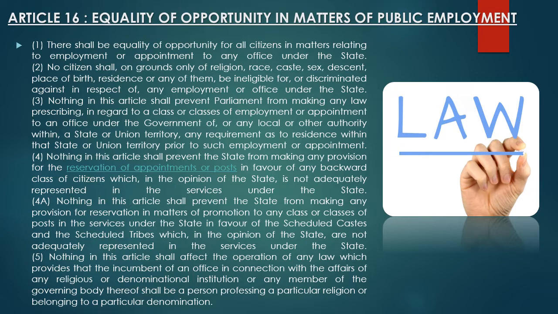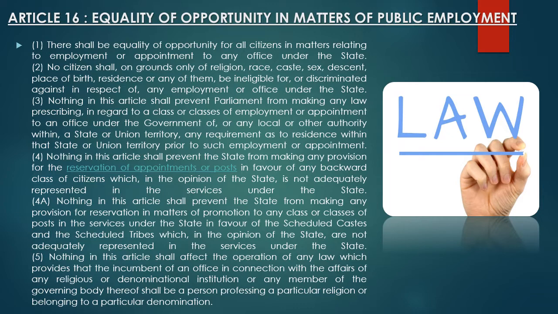Nothing in this article shall prevent the state from making any provision for the reservation of appointments or posts in favor of any backward classes of citizens which, in the opinion of the state, are not adequately represented in the services under the state. Nothing in this article shall prevent the state from making any provision for reservation in matters of promotion to any class or classes of posts in the services under the state in favor of the scheduled castes and the scheduled tribes, which, in the opinion of the state, are not adequately represented in the services under the state.